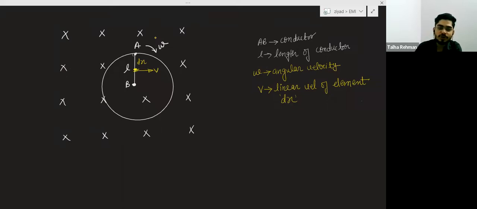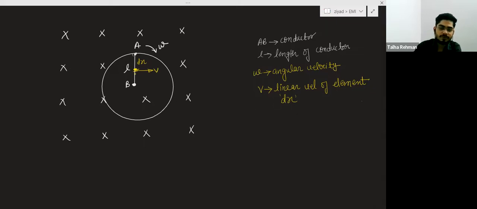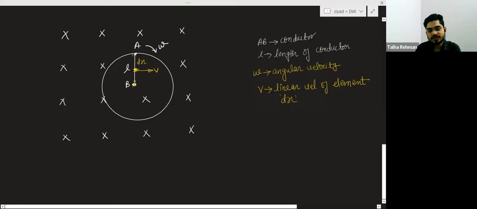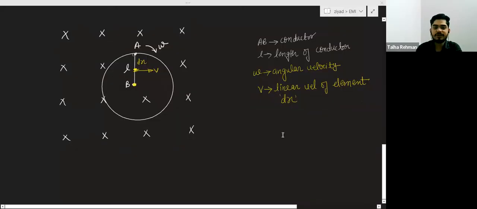And I have told you each element of this wire has the same angular velocity. Suppose this is the point B, about which there is one axis passing, and about which the wire is rotating. I told you in the starting, there is one axis like this, and about this axis this wire is rotating. This point of the wire is A, this point of the wire is B. From the point B the axis is passing, and about which the wire is rotating.